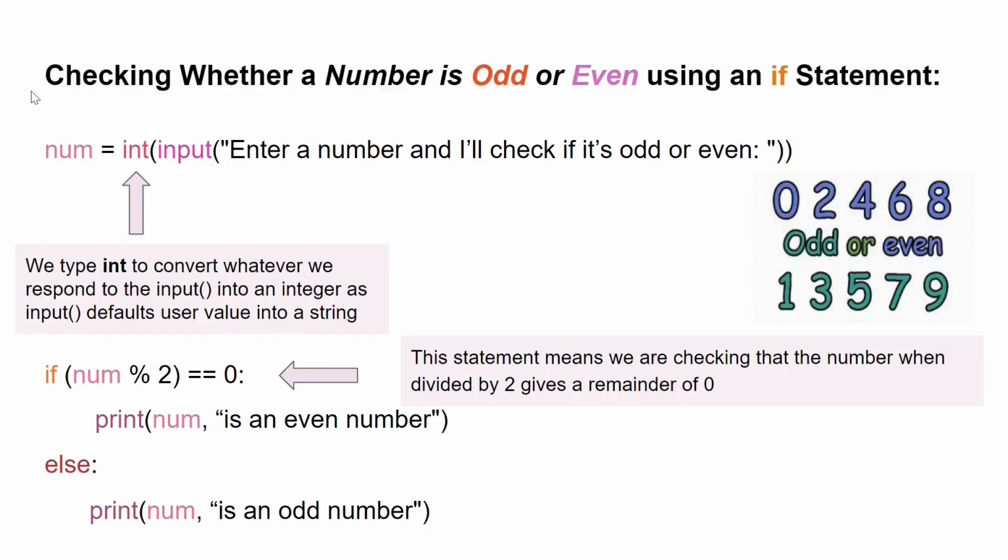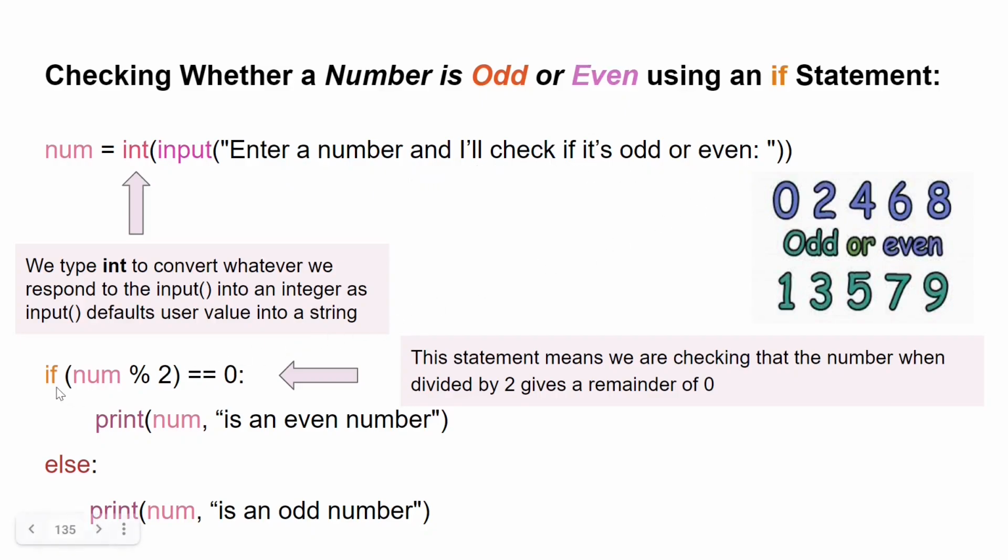So this is the final slide and example for today. So this video is again going to be quite short. So in this slide, I'm checking whether a number is odd or even using an if statement. So I make a variable called num, which is short for number, and then I type int because we want to convert whatever we type from the input statement into an integer, and then we type enter a number and I'll check if it's odd or even.